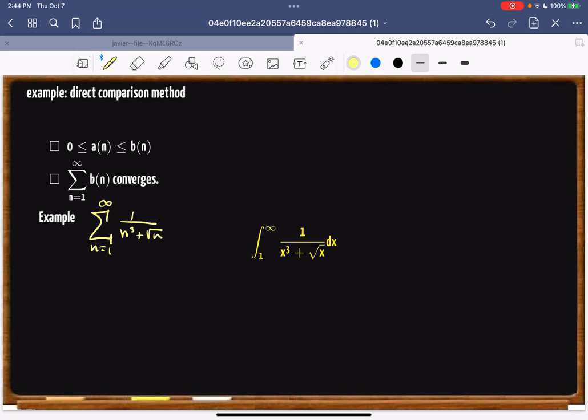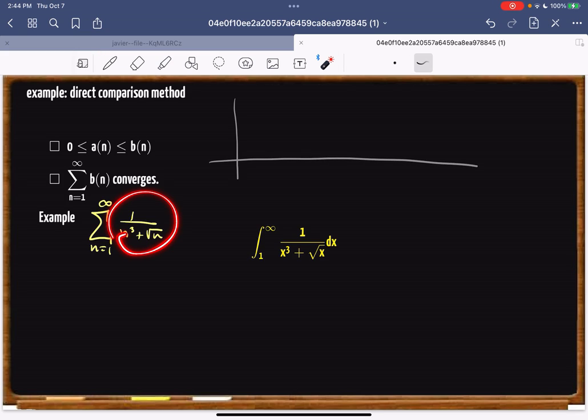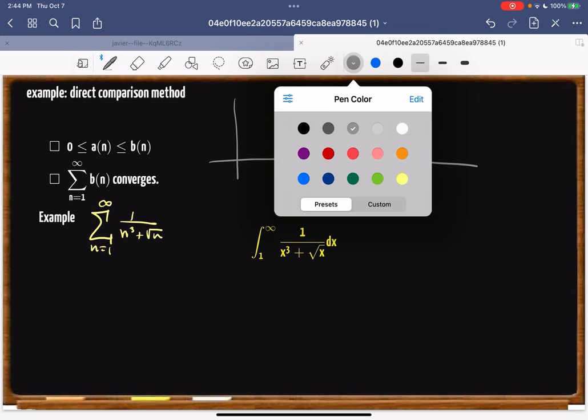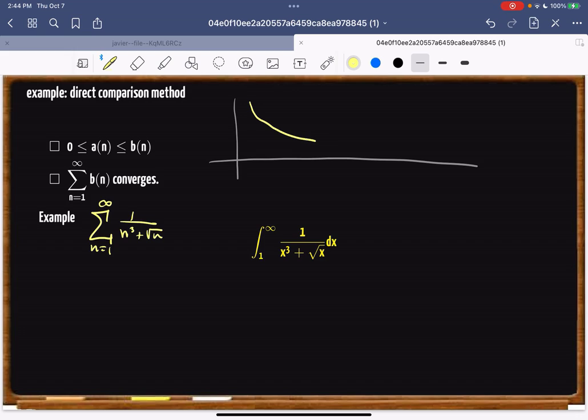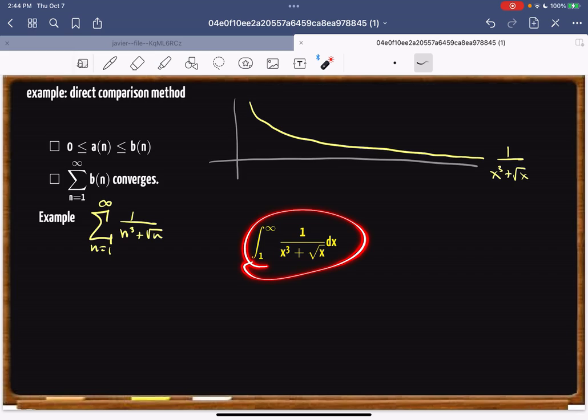Let me try to make a picture of what's happening here and the thinking involved. If I was to make a picture of this graph, it'd be a little crazy. I know it goes down because the denominator, as it grows, the quotient gets smaller. So I know that the graph would go something like this. And we're going to call this graph 1 over x to the third plus the square root of x. By the way, because it's decreasing and monotone, we can use the integral test. So basically this problem amounts to the same as that problem. They will both converge or diverge.